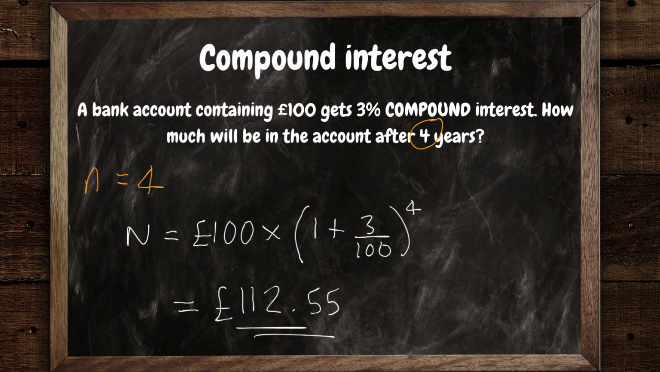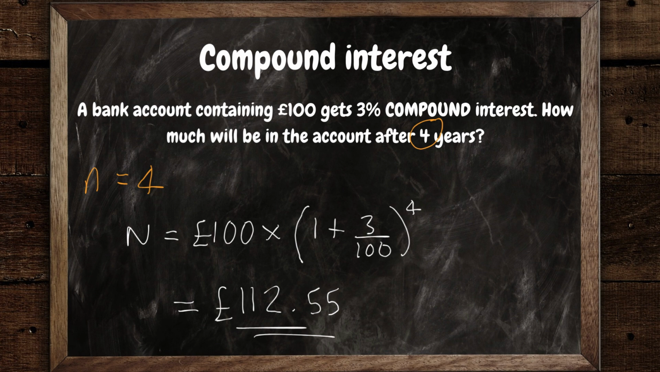Okay? So to work out how much money you would have in the bank after 4 years, you do £100, which is your initial amount, multiplied by 1 plus, because it's compound interest, you're growing your money, 3% divided by 100, and your N in this case will be 4. So your total amount at the end of 4 years will give you £112 and 55 pence.